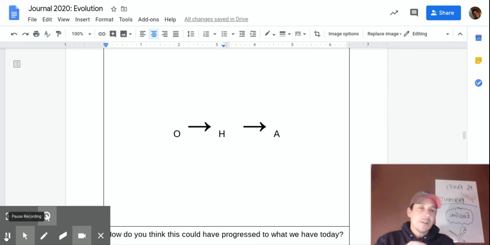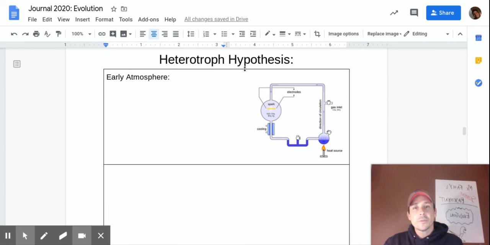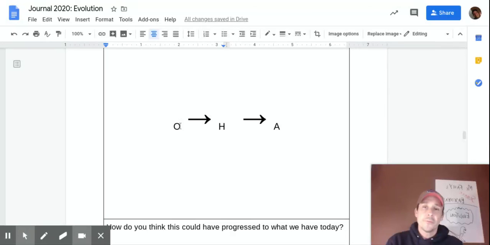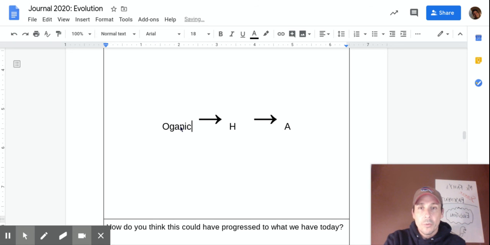So the current model that we look at when we talk about how life could have started on the planet is something known as the heterotroph hypothesis, which is written right up here. It's the idea that heterotrophs came first. So let's take a peek. Through the process that you just saw in the experiment, scientists speculate that the first things that came about were organic compounds.